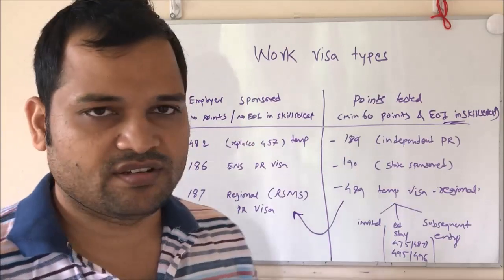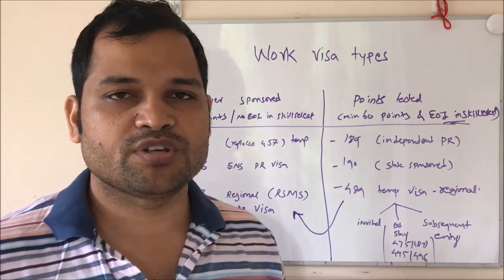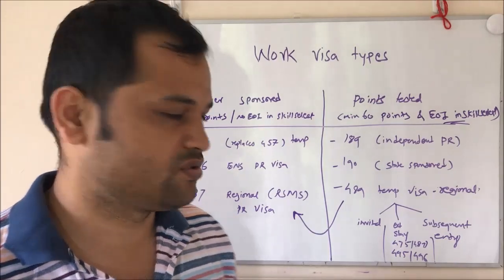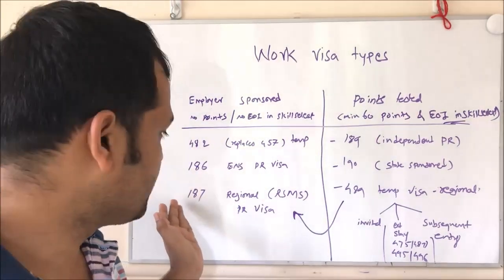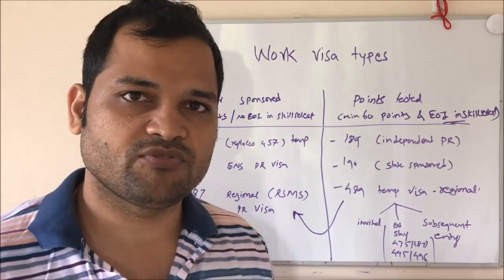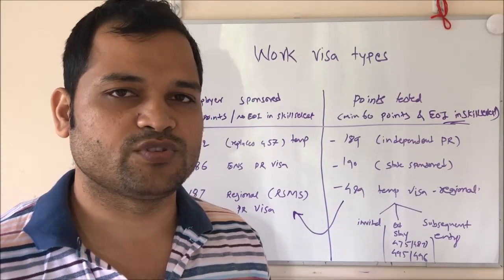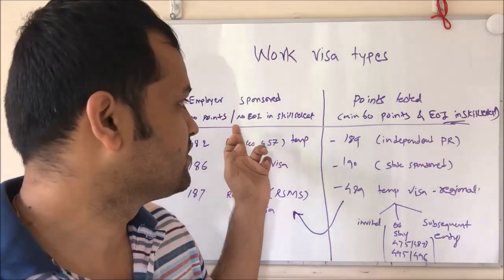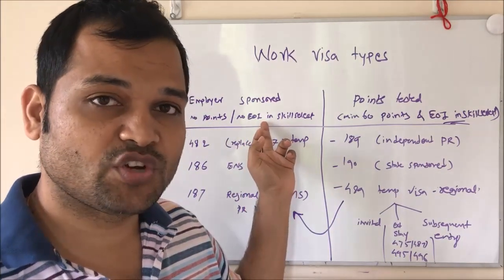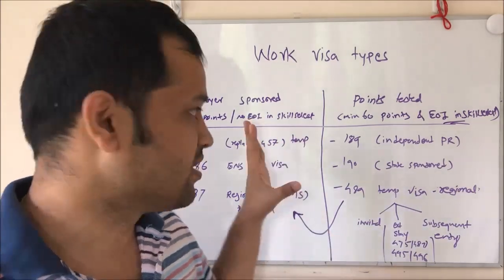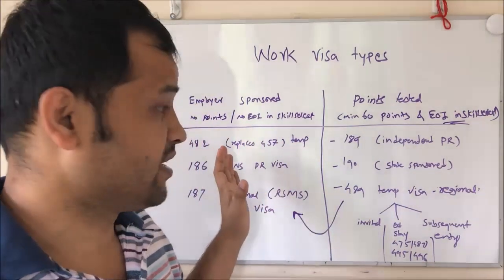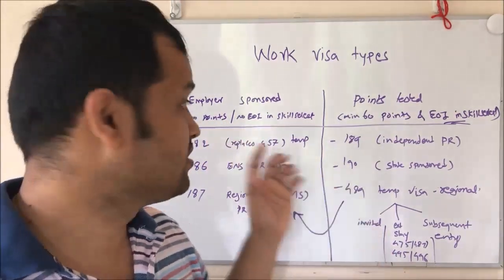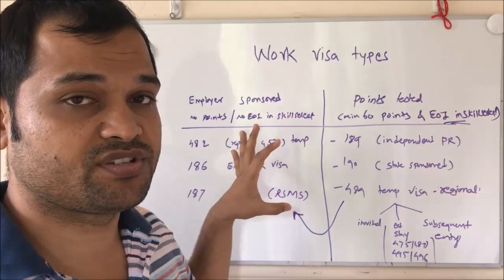Employer sponsored, as the name suggests, you need employer sponsorship if you want to get that visa. Without employer sponsorship you cannot get these visas. So 482, 186, 187, all these visas, if you want to apply for, you will have to get the employer sponsorship, and you don't need points tested. This is not a points tested visa. Also, you don't need to do expression of interest in SkillSelect for these kinds of visas. But there are obviously some exceptions and streams where you need this skill assessment. But this is not called a points tested visa.